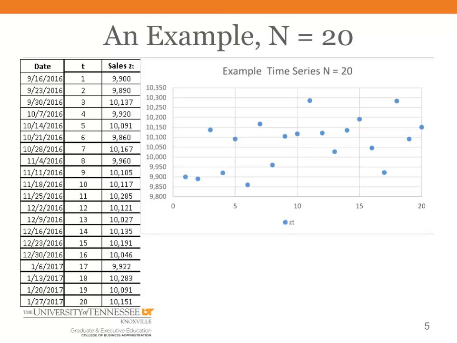Here's an example. Here, Z represents weekly sales, t is the week, and N is 20. There are 20 weeks of observations. And if you look at the graph, you can see that the sales vary quite a bit from week to week, but there's a little bit of an upward trend over time.